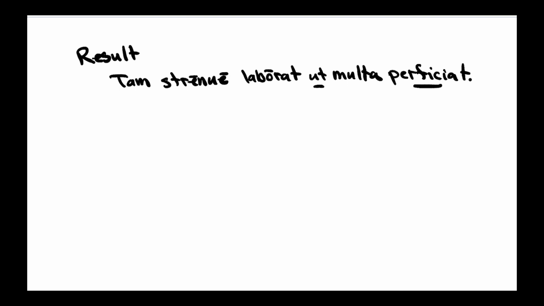Now let's compare that to a purpose clause. So that's result. He does this, so this happens. Not in order for this to happen, but it just happens. It results. Okay, it's the consequence of his action. So we'll take out tam and just start with strenue.